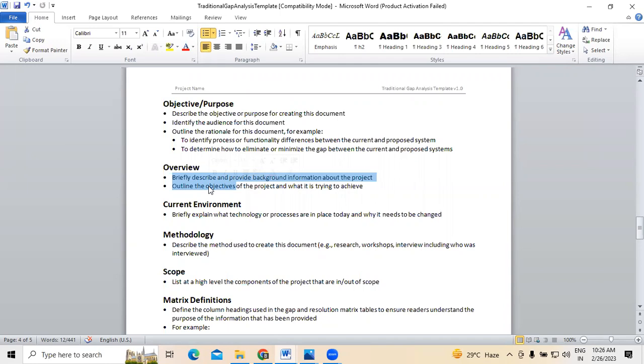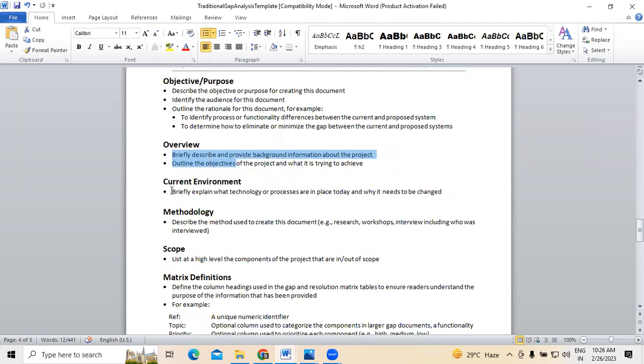Next, we need to update the current environment, whatever technology or process people are using at this level. This is what we call the current environment.